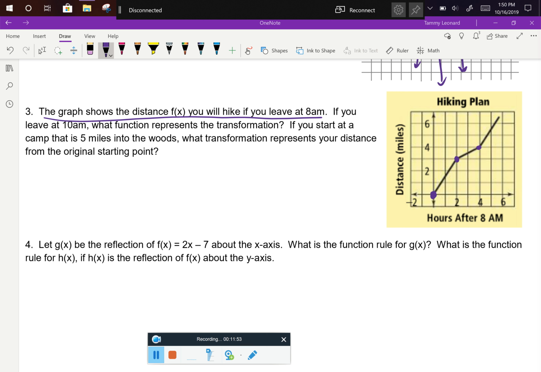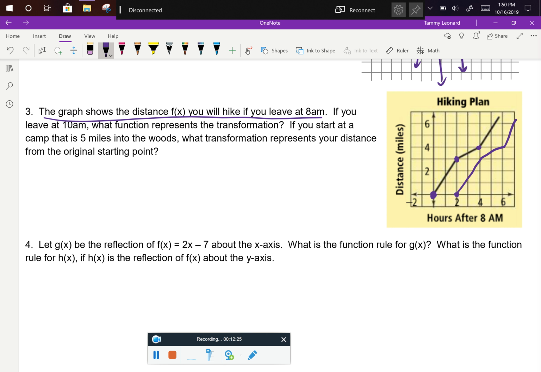All right, so presuming that we do exactly the same hike starting at 10 a.m. versus starting at 8 a.m., if we look at the picture, we'd be starting 2 hours after 8 a.m. But then we're doing the same hike. So we'd be here, and then we'd be here, and then we'd go up at that same angle. Does that make sense when we look at the picture? Yes? So how did that graph move, this new graph versus the original graph?